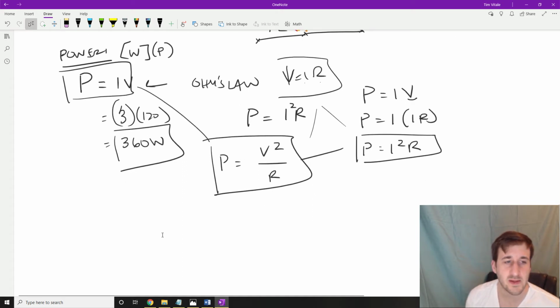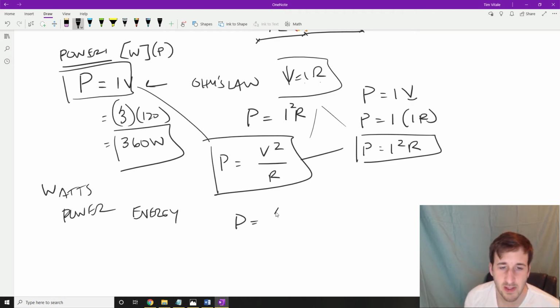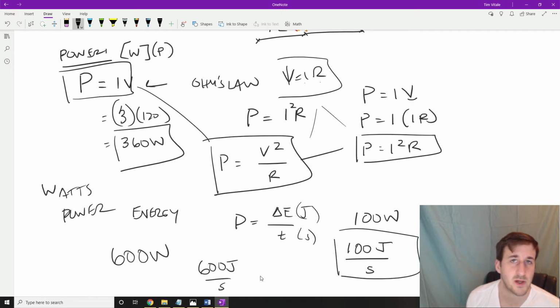But yeah, so if a question says something about watts, or if they say something about power or energy, don't forget that this is from your energy unit. Power is the rate of change of energy over time, or work per time. So let's say that we have a 100-watt light bulb. That means that that light bulb is giving off 100 joules of energy per second, right? Because that's joules and that's seconds. So that's what watts means. So if we say that a toaster has 600 watts, that means that it's spending 600 joules of heating energy every second on your toast. That's what that means.